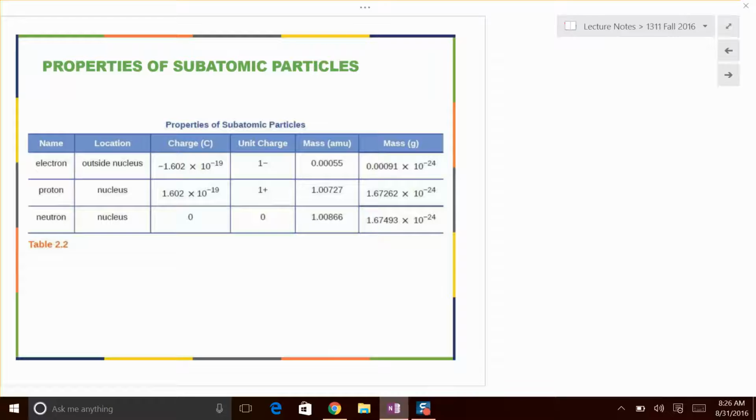The mass of an electron, you can see, is 0.000091 times 10 to the negative 24, which is much, much lighter than the 1.67262 times 10 to the negative 24 grams of a proton. And the difference between a proton and a neutron, you can see, is almost just the addition of these. That's how you get a slightly heavier neutron than a proton.